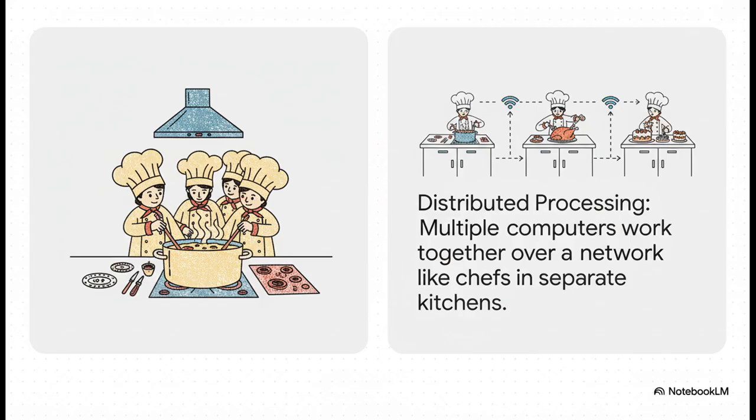Now, distributed processing. That's like catering a massive banquet. You've got one chef in one kitchen doing the appetizers, another chef in a different kitchen making the main course, and a third somewhere else making dessert. They are in totally separate locations and have to talk to each other over walkie-talkies or a network to get the whole job done.